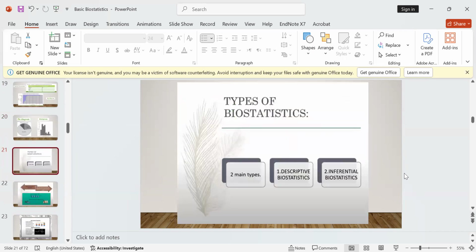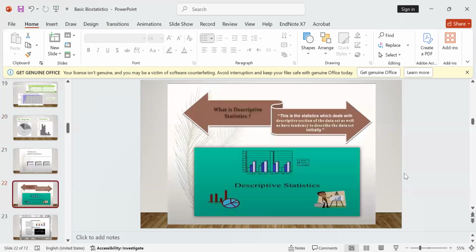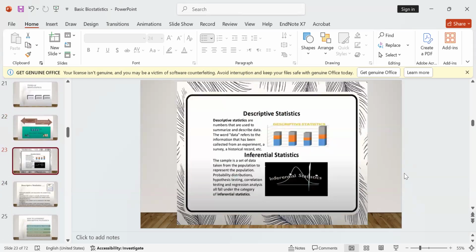Types of biostatistics. There are two main types, descriptive biostatistics and inferential biostatistics. What is descriptive statistics? This is the statistics which deals with the descriptive section of the data set as well as tendency to describe the data set initially. Descriptive statistics are numbers that are used to summarize and describe the data. The word data refers to the information that has been collected from an experiment, a survey, a historical record, etc. Whereas in inferential statistics, the sample is a set of data taken from the population to represent the population. Probability distributions, hypothesis testing, correlation testing, and regression analysis all fall under the category of inferential statistics.